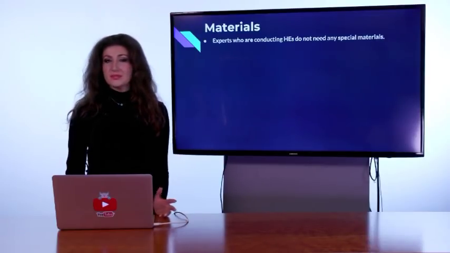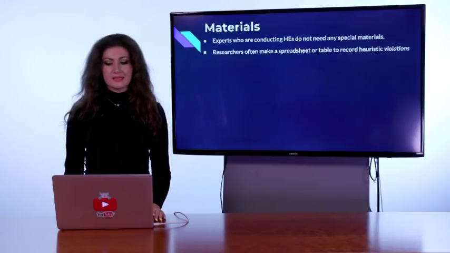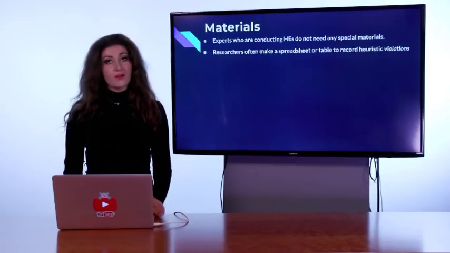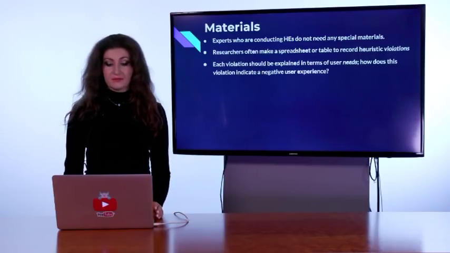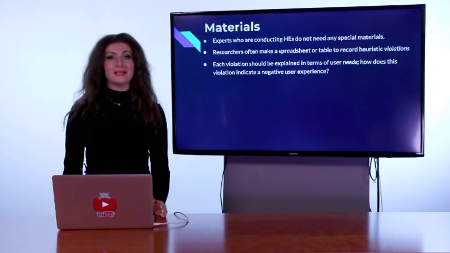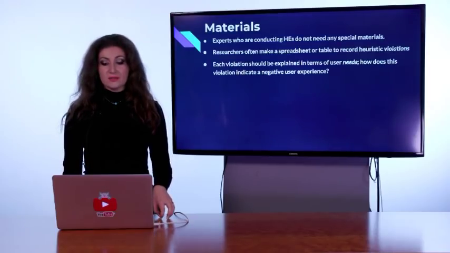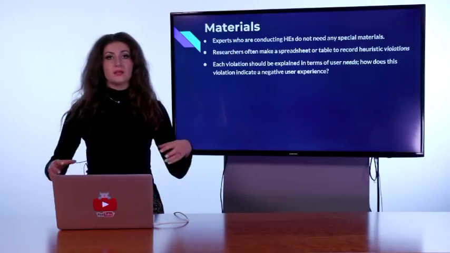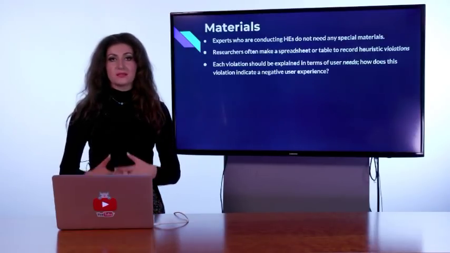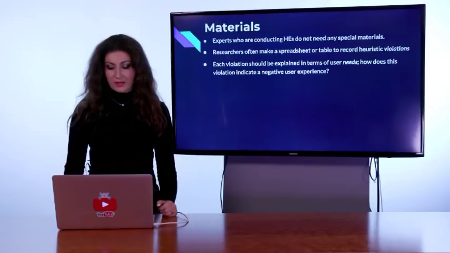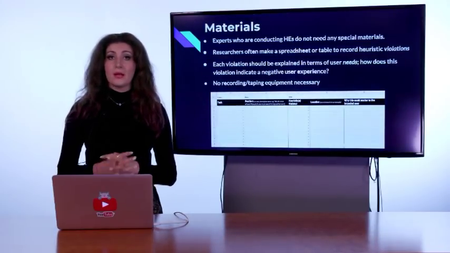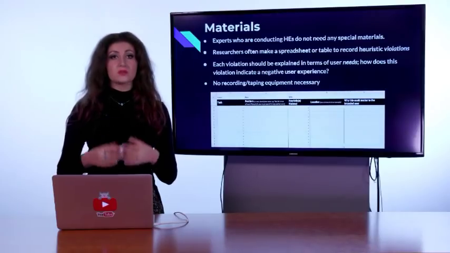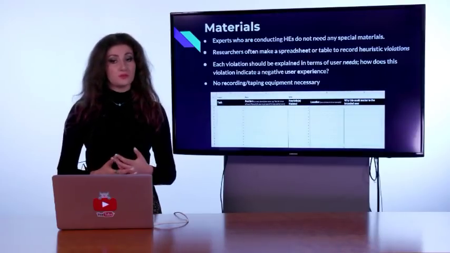Well, the experts who are conducting the review do not really need any special materials. The researchers often make a spreadsheet or some sort of a table to record the heuristic violations, and each violation should be explained in terms of user needs. So essentially, how does the particular violation create a negative user experience? How does it hinder the usability of a product? So no recording or videotaping equipment is necessary, but you will be able to provide screenshots or videos of the particular flows that you would go through.